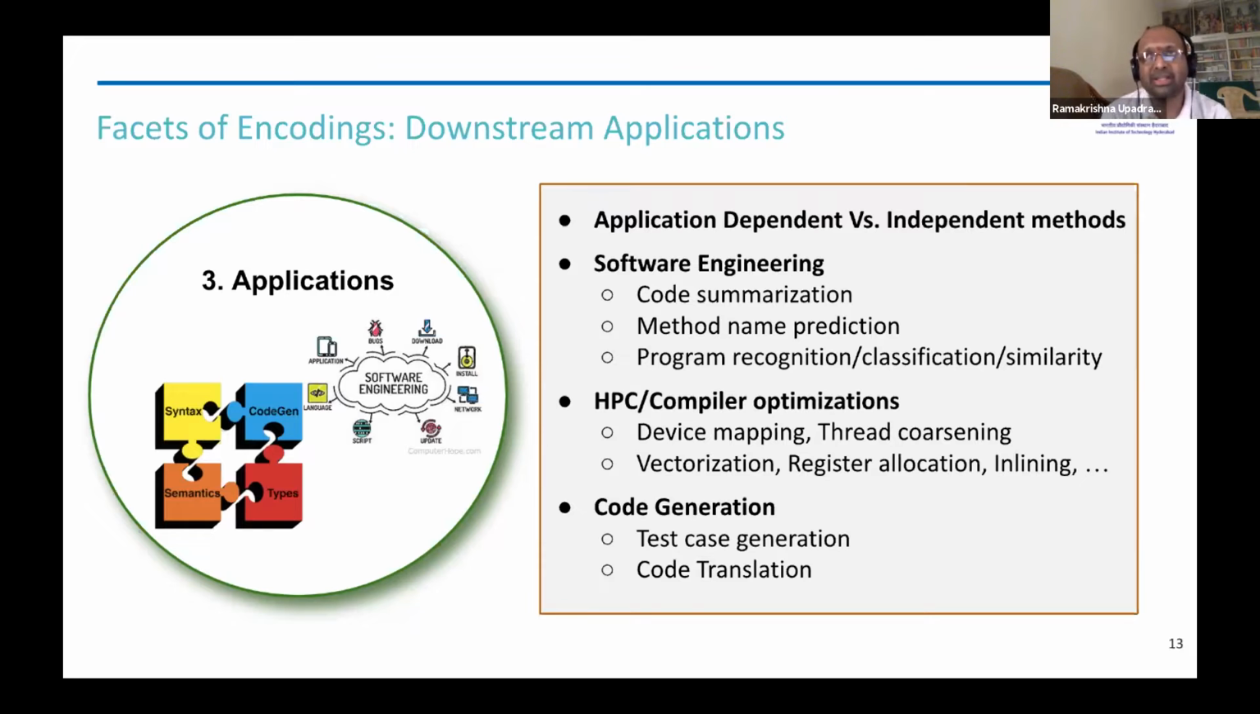So application dependency versus independent method, this is a very important characterization. And then they can be used in software engineering, like we saw on a website: code summarization, method name prediction, etc. Code2Vec, for example, uses method name prediction and program recognition. And this also has big implications in security.